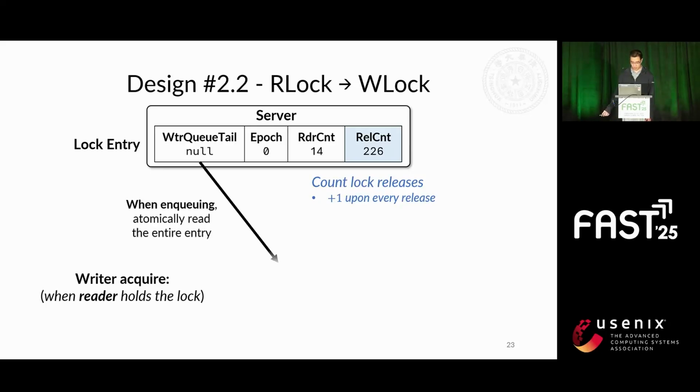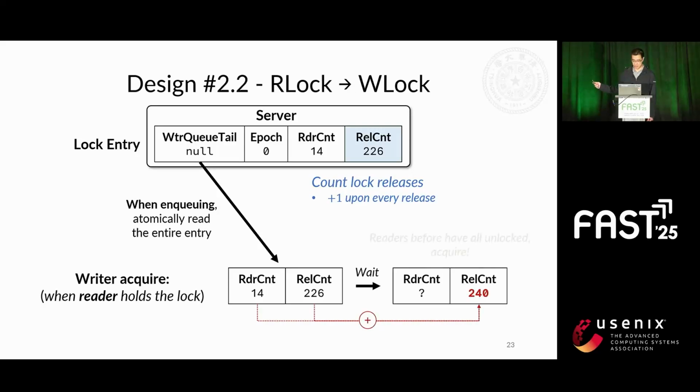Now let's consider a writer at the queue head. When it appends itself to the queue tail, it will also atomically read the entire lock entry. It will then know how many readers are holding the lock before it, and can spin on the lock release counter until it becomes a value that signals all previous readers have left. And this value is simply the sum of the reader counter and the release counter.